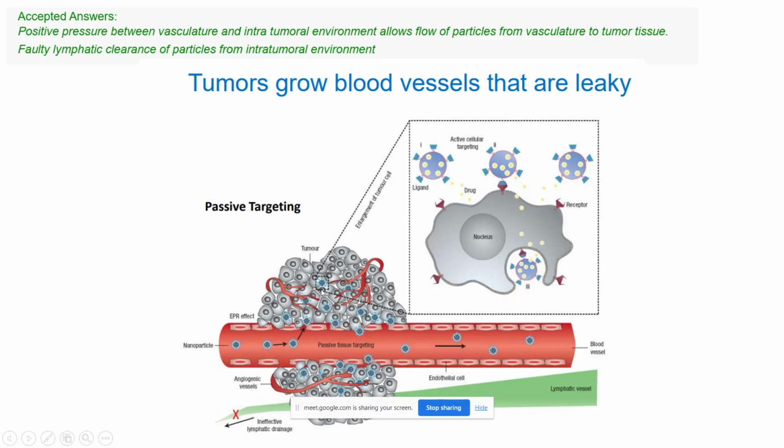So this positive pressure between the vasculature and the intratumoral environment actually allows the flow of particles from the vasculature to the tumor tissue, and there is faulty lymphatic clearance of particles because the tumor tissues are not very well organized and they have faulty lymphatic systems. They are not able to clear these particles, which is why particles are able to reside more inside the tumor environment. So these two options will be correct.